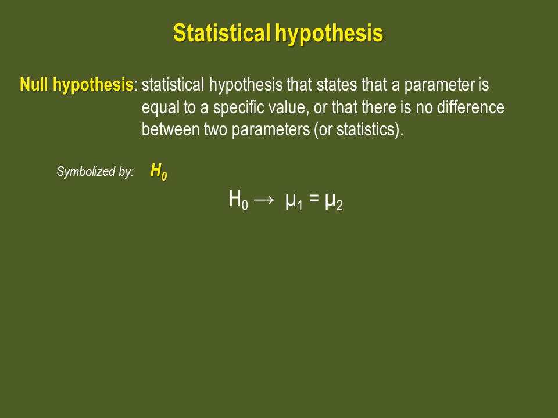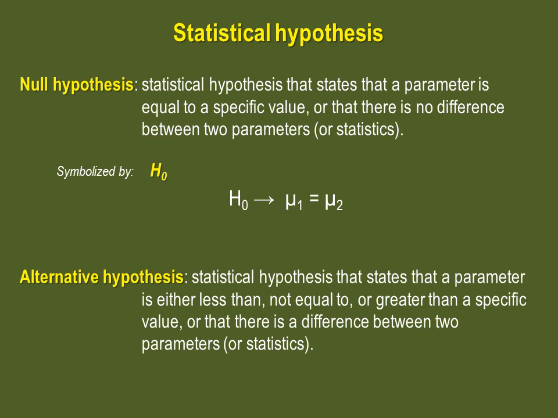The second hypothesis you must state is the alternative hypothesis. This hypothesis states that a parameter is either less than, not equal to, or greater than a specific value, or in other words, that there is a difference between two parameters. The symbol for this hypothesis is H1. Here's another way to write down an alternative hypothesis where the means of two distinct populations are not equal. In this example, the mean of population 1 would be smaller than the mean of population 2.